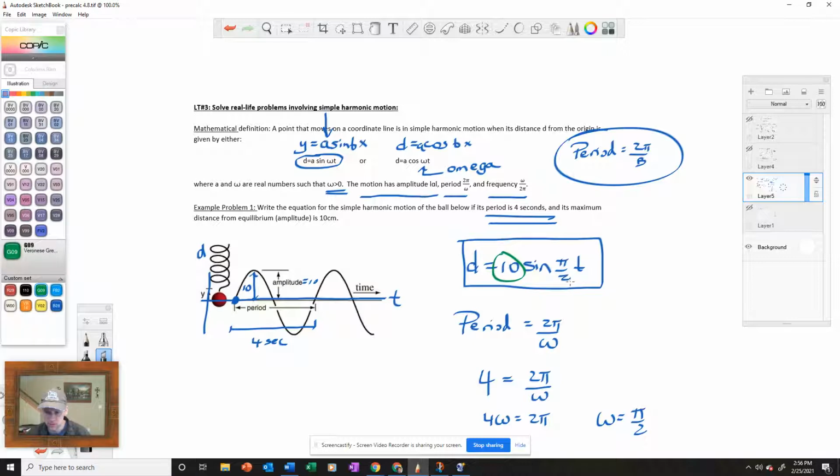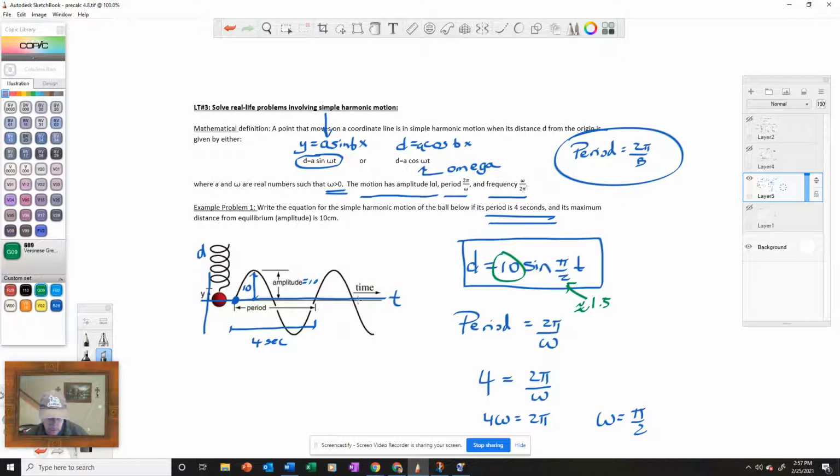This pi over 2 should be none other than the number of cycles in 2 pi seconds. Let's see if that actually works. So pi over 2 is approximately, what is pi divided by 2? It's about 1.5, more or less. So are there 1.5 cycles in 6 seconds?